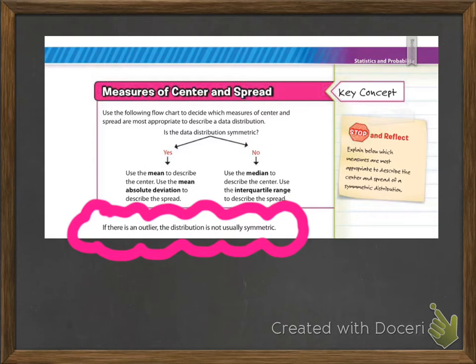If your data is not symmetric, this is where you're going to use your measures of variation, and that's where you're going to use your median and your interquartile range. Now remember, to find the interquartile range, you still have to find your quartile 1 and quartile 3. So that's the best and easiest way to know which one you're going to use. So remember, if it's symmetric, you're going to use mean and mean absolute deviation, and if it's not symmetric, you're going to use median and then the IQR. If there's ever an outlier, the distribution will not be symmetric, so therefore you need to find the median and the IQR.